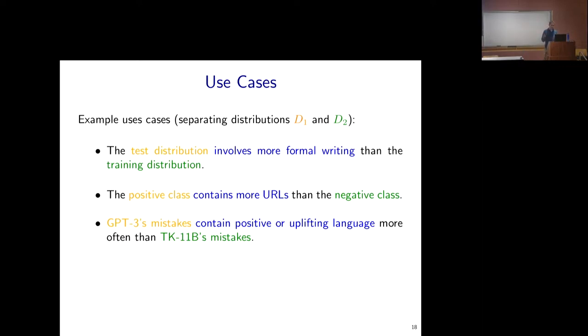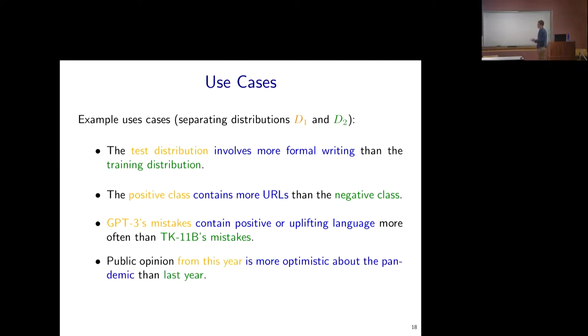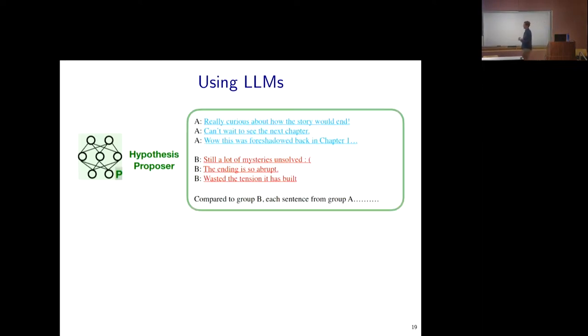And this maybe teaches me something about the errors of these two models. I could also use this for social science applications, right? So maybe I look at a bunch of tweets and I determine that public opinion from this year is more optimistic about the pandemic than last year, right? So these are all pretty natural use cases that you would care about that basically just come down to this explainable classification problem. So we're going to do this using LLMs.